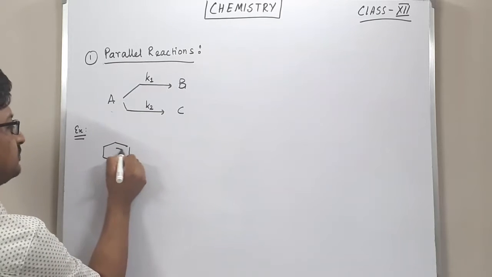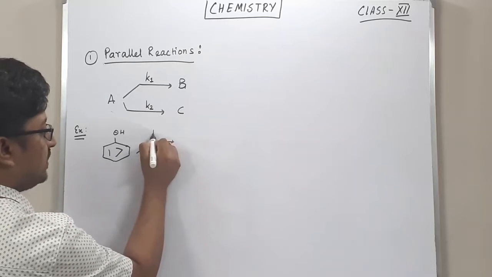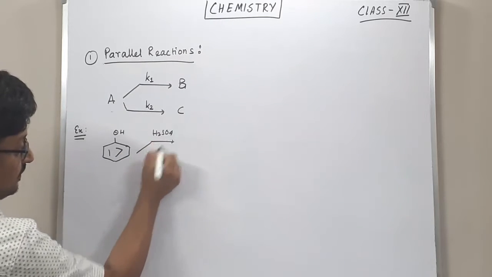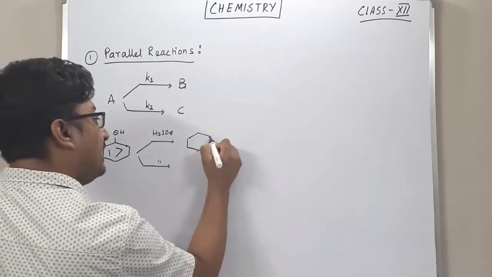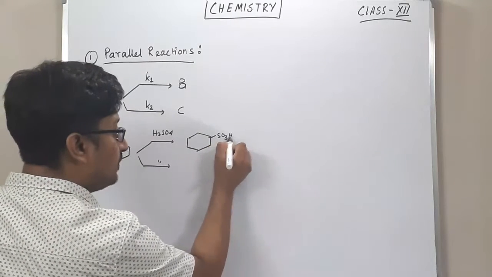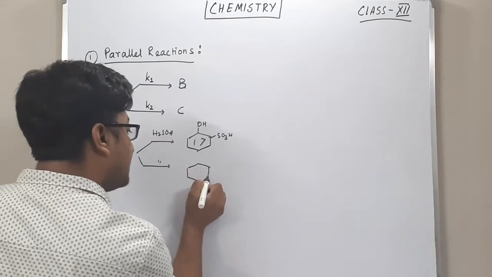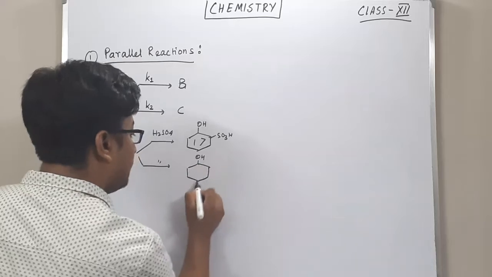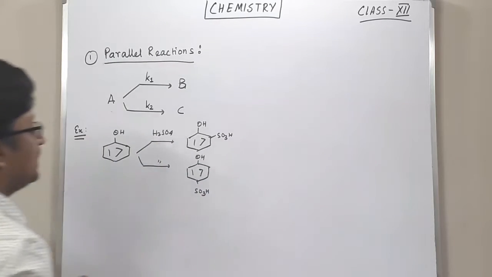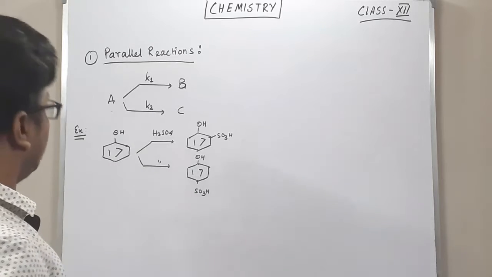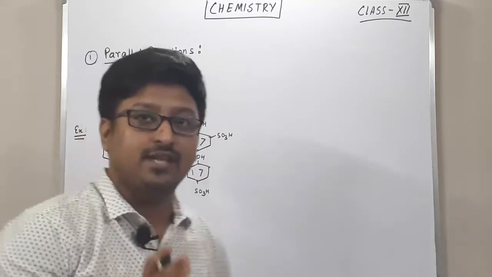Now take an example, phenol. If I do a sulfonation using sulfuric acid, in one case I will get an ortho-substituted product, and in another case I will get a para-substituted product. Simultaneously these two reactions can happen. I haven't mentioned any conditions here.